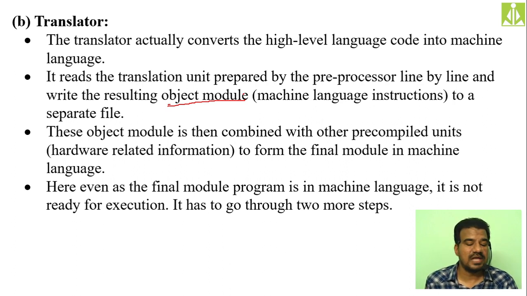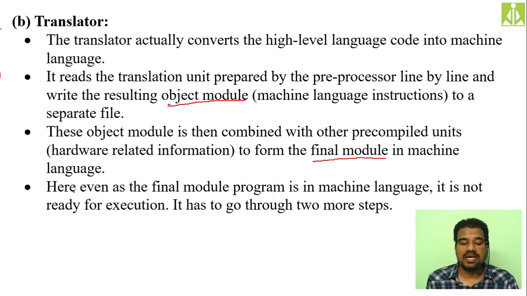The object module is then combined with other pre-compiled units and hardware related information to form the final module in machine language. Hardware related information is different from machine to machine. So that machine hardware related information we add to the object module to form the final module. This final module we get as an output from the translator.